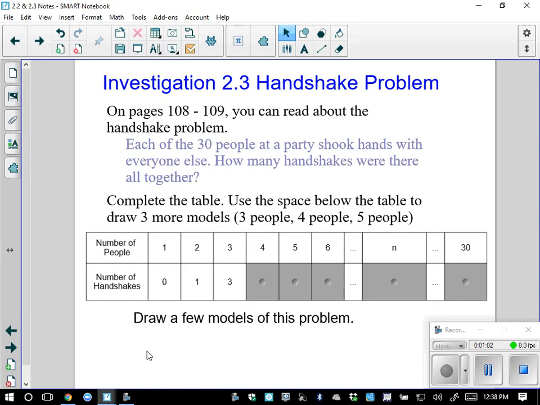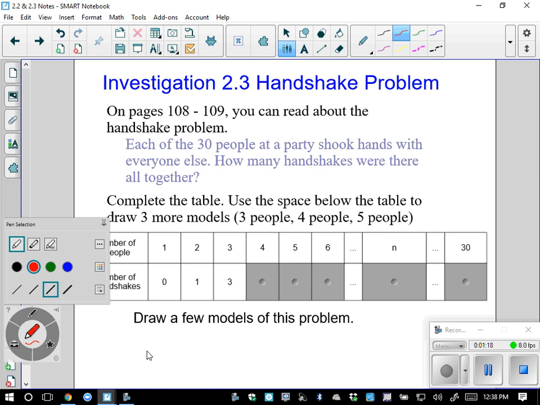So if you could read the handshake problem there, and I'll read it too. We're not actually going to solve this problem first, but the goal at the end of the day would be to be able to solve a problem like this using a model and observing patterns. So we'll start with it and then do some simpler problems first.